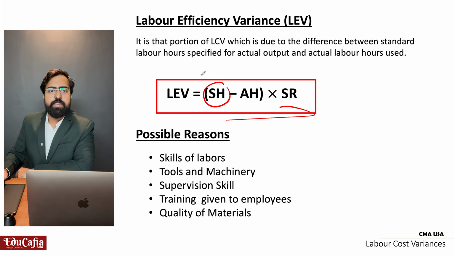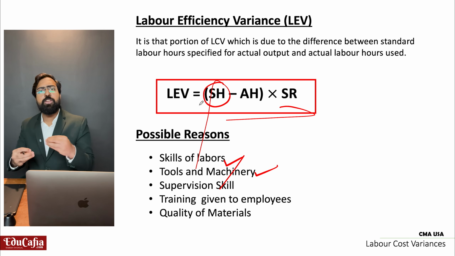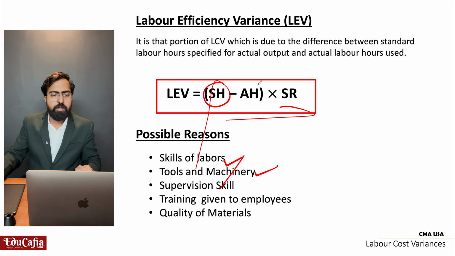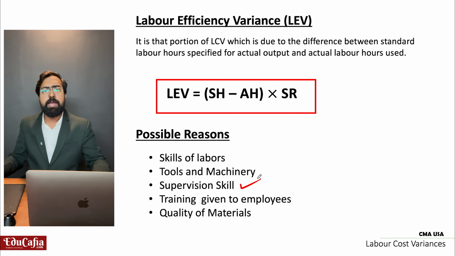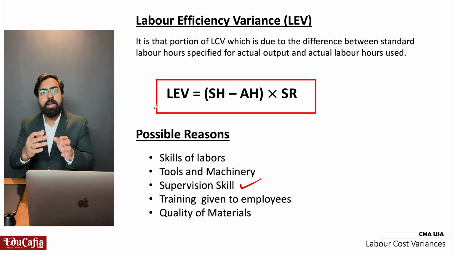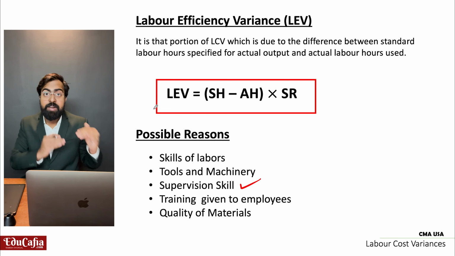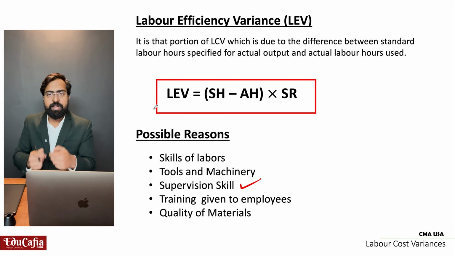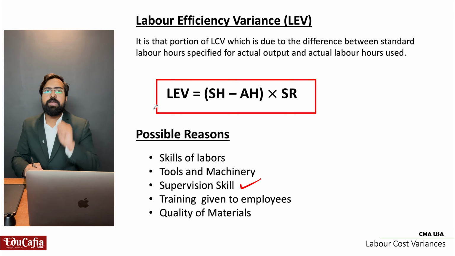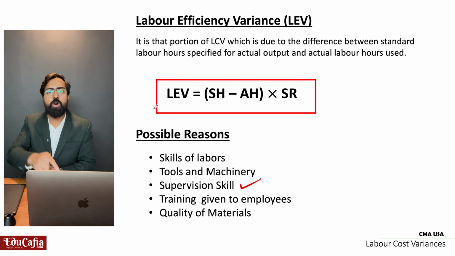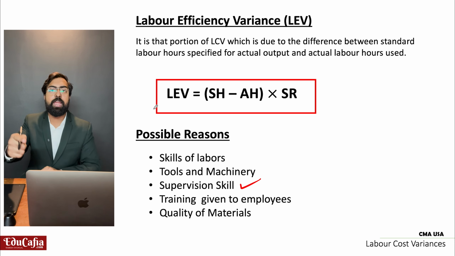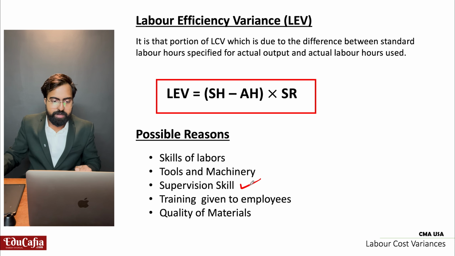estimation, poor estimation is a reason, and skill of labor is there, and tool and machinery. When tool and machinery is not sharp, they will take more time. Definitely they will take more time. That's why actual hour increases. Then supervision skill. If the supervisor is not good, why is a supervisor there? Because maybe laborers will take unwanted breaks. Maybe they will sit in their seat looking at the mobile. That's why a supervisor is there. The supervisor has to supervise the site, whether the laborers are working properly or not. If the supervisor himself is not working well, that's supervision skill.